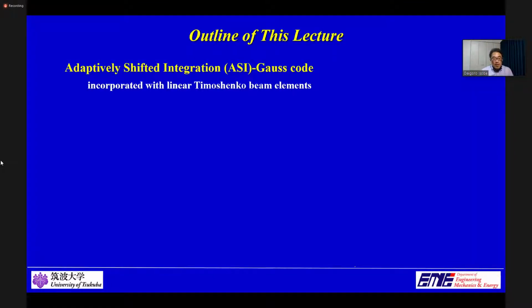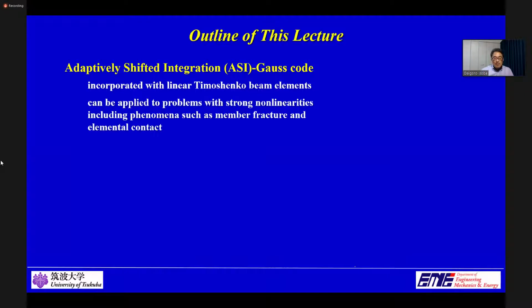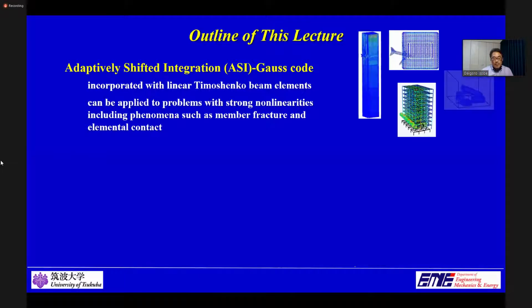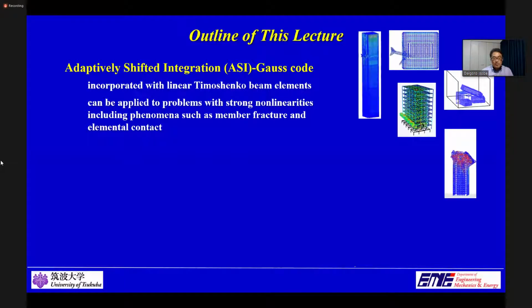First, a brief outline of the YesIGot code incorporated with linear Timoshenko beam elements is introduced. This code provides higher computational efficiency than the conventional code in problems with strong nonlinearities, including phenomena such as member fracture and elemental contact. Several results obtained by using this numerical code are shown in this lecture.